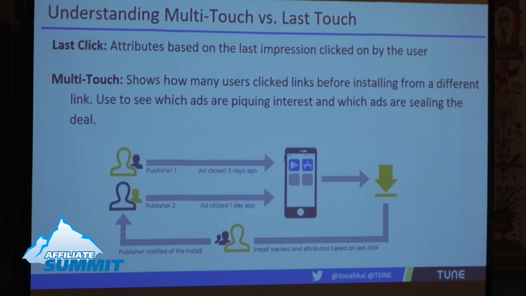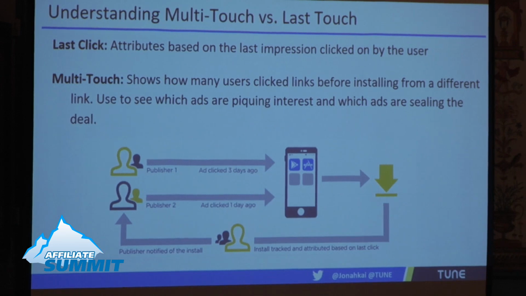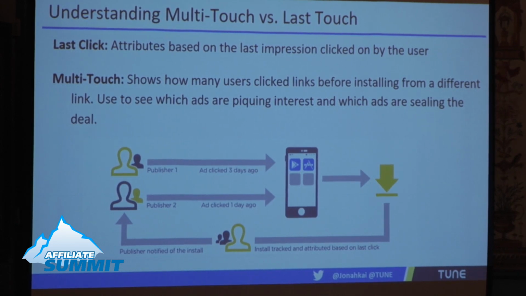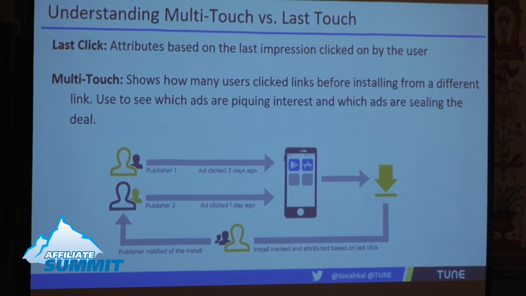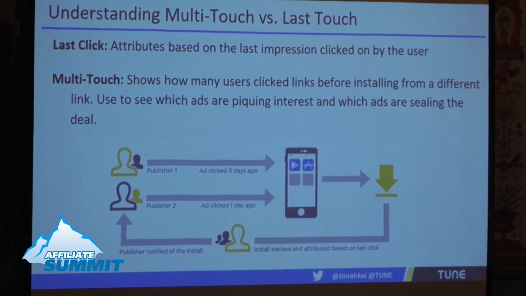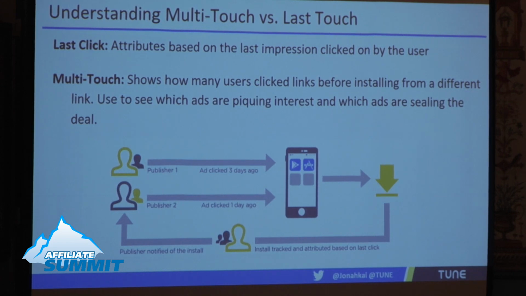Understanding multi-touch versus last touch. This is another best practice for people if you're looking at this. Last touch, basically, if you do a last touch model, you're attributing based on the last impression the user clicked. Multi-touch, typically what most people do, and if you look at the example, publisher 1 has an ad, it was clicked 3 days ago. Publisher 2 drove 1, it was clicked 1 day ago. The install tracked, but as an advertiser, I'm going to give some level of credit to each one of them, and you can change those things.